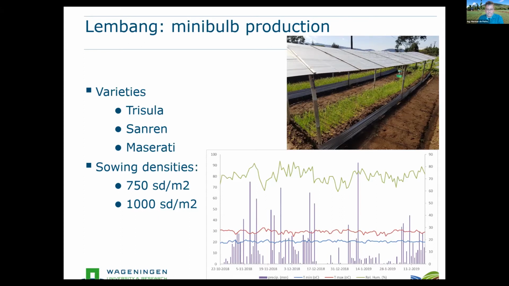Also the climate during the raising period in Lembang was quite wet. So in the graph you can see all those bars indicating rainfall, that from day to day, the rainfall was over 50 millimeters a day.